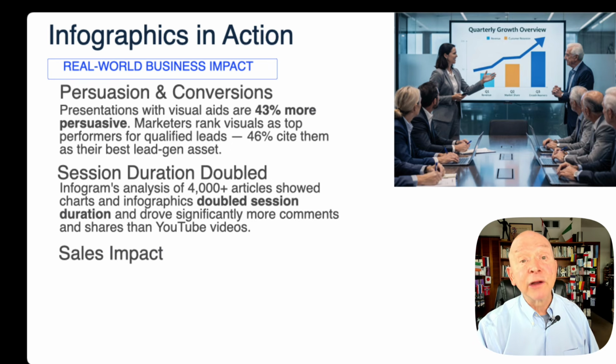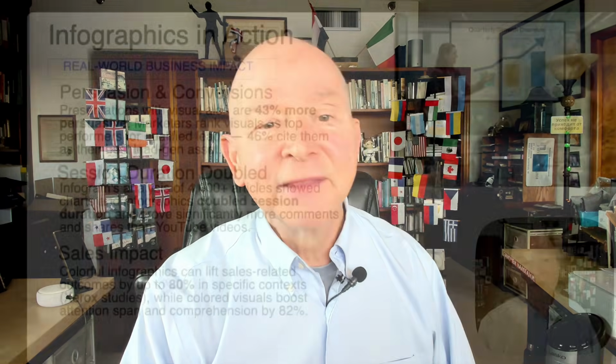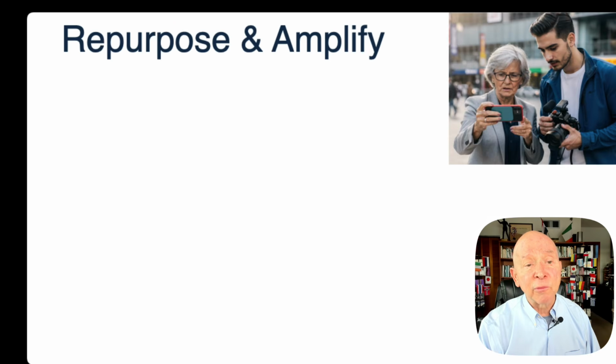That's good. And, oh, here's what matters most. Sales impact. Colorful infographics can lift sales-related outcomes by up to 80% in specific contexts. This is according to Xerox studies and what they have done. While colored visuals boost attention span and comprehension by 82%. My friend, this is strong. And it's something you want to look into, of using infographics and using them with the tools, because it is so doggone easy to use now. It's amazing. This is something that we have got to start looking at even more than ever.